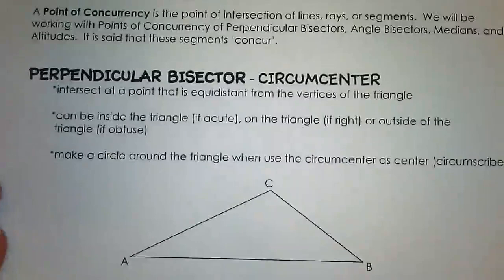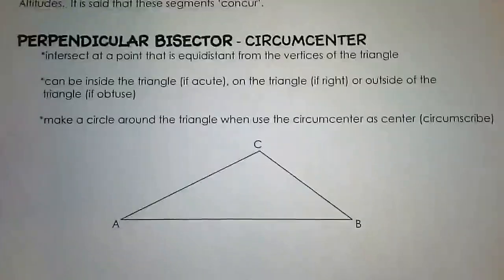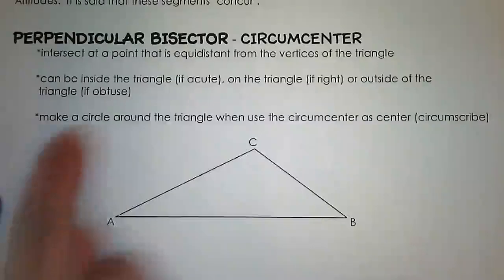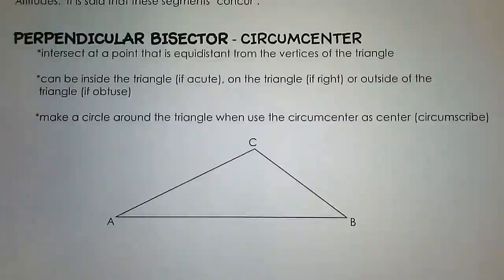If you didn't print this out, then I would recommend pausing the video and getting the information written down, as well as drawing a triangle, because we're actually going to find the point of concurrency for these different triangles. So if you need to pause the video, then please do.